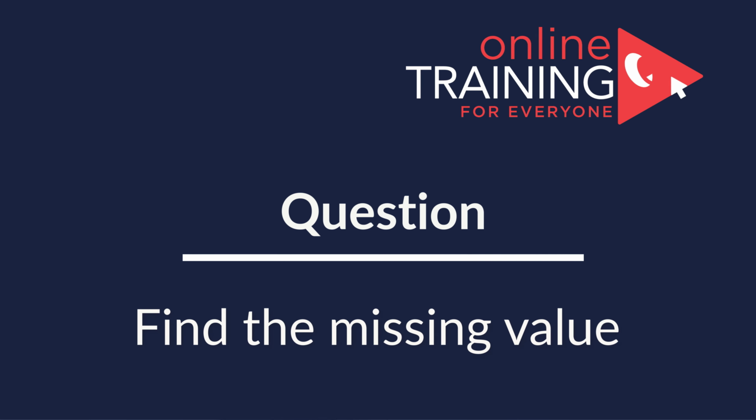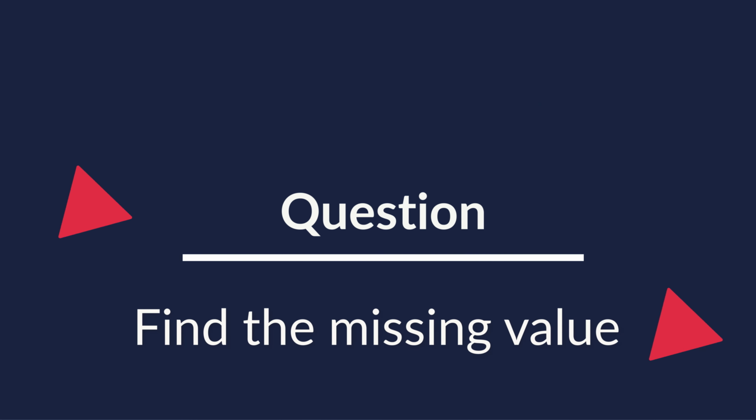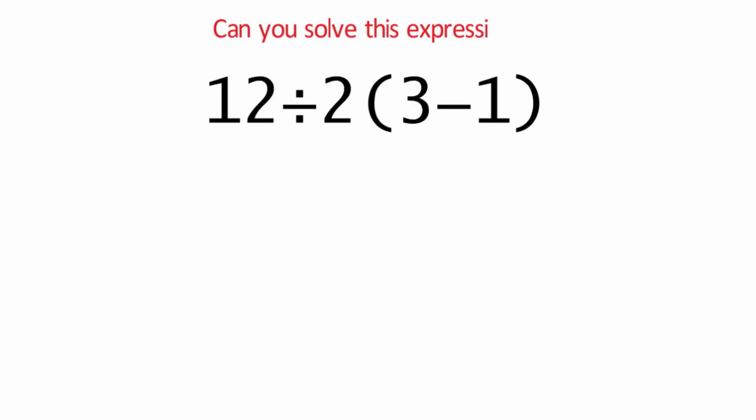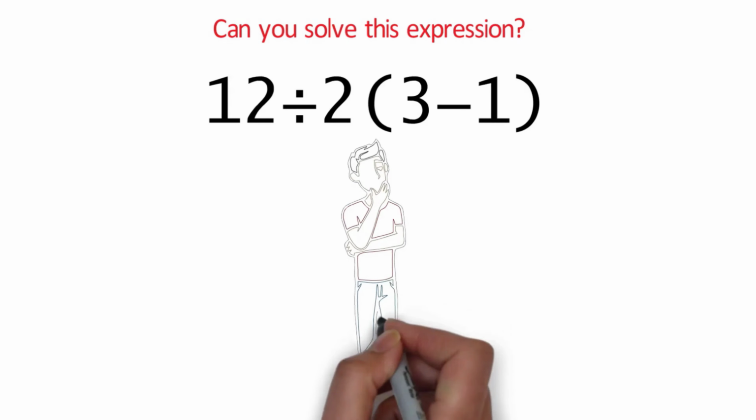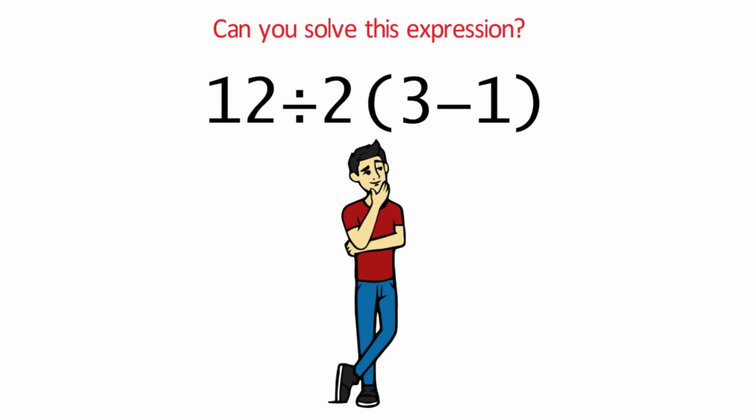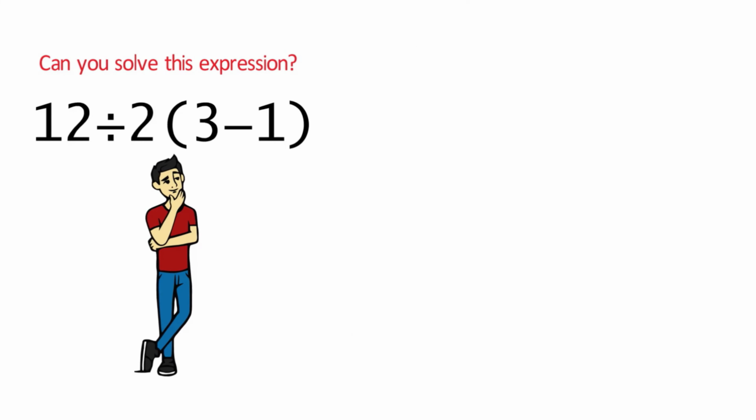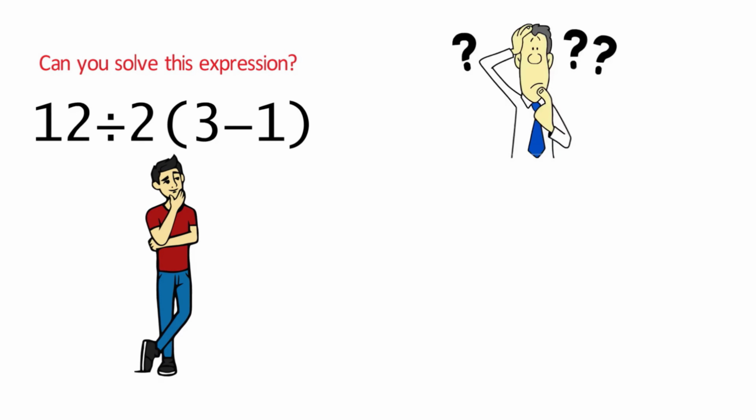Here's an interesting question, which is easy to understand, but at the same time you will have a lot of fun solving it. You need to calculate the simple expression, 12 divided by 2 and then multiplied by the value in parentheses, which is 3 minus 1. Take a look closely and see if you can come up with the answer.